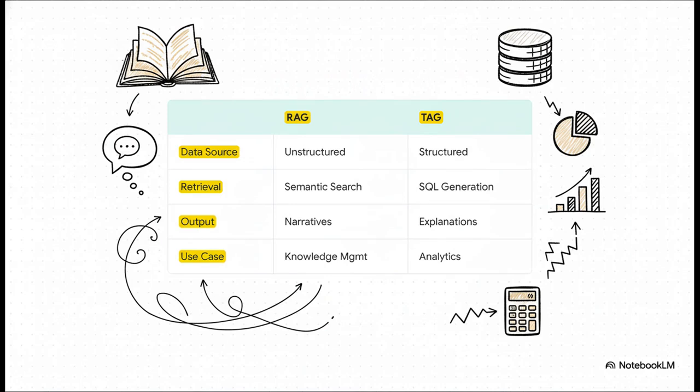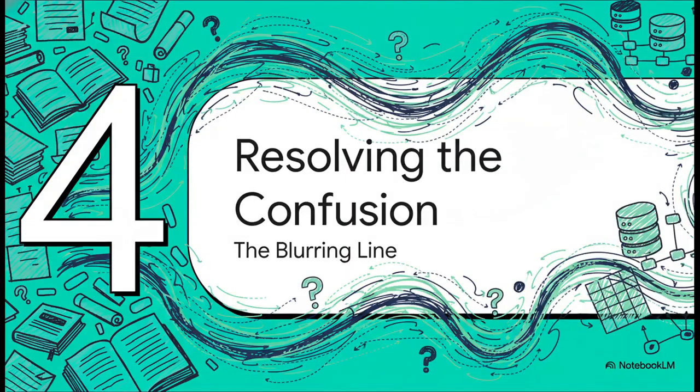All right, let's look at the tale of the tape here. RAG is your go-to for unstructured data, knowledge management, right? Think of a chatbot that knows all of your company's HR policies in and out. But TAG, that's your secret weapon for the structured world of analytics. It's the tool you absolutely need when you're tracking sales figures and you need precise, calculated answers. So if it's so simple, RAG for documents, TAG for databases, then why is there so much confusion? Well, because in the real world, that neat little distinction, it's starting to get a little blurry.